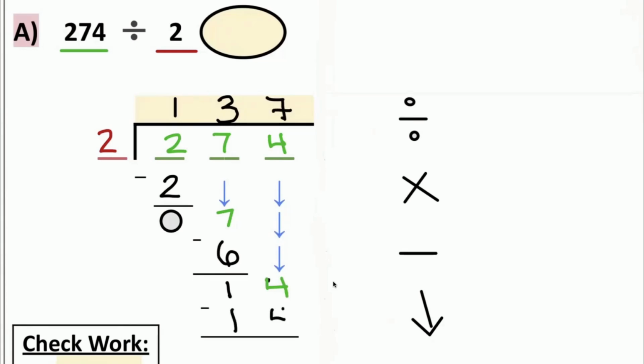2 times 7 is 14, and 14 minus 14 is 0. So our answer here is 137. Your quotient is always on top of the house.